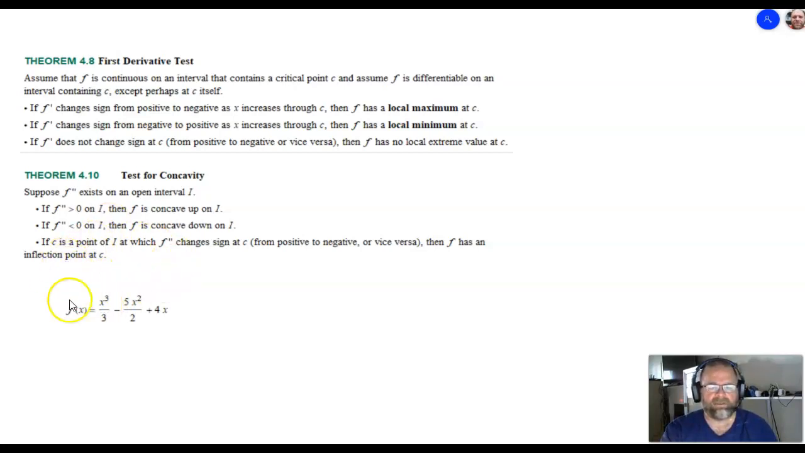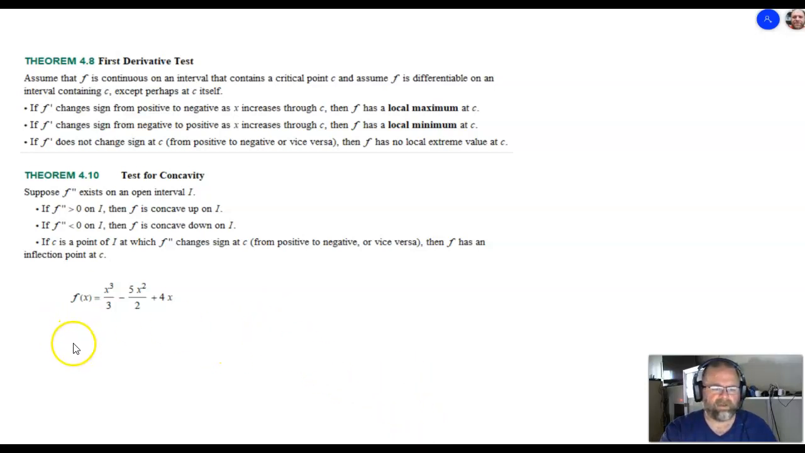Alright, so let's go ahead and take a look at a function and see how this works. For this one, I want to do the first derivative test to locate the local mins and local maxes. So see how far you can get, and when you're ready, unpause the video and we will go through the solution.